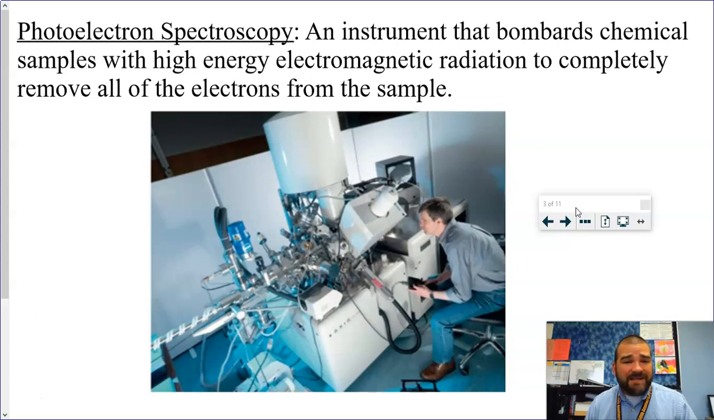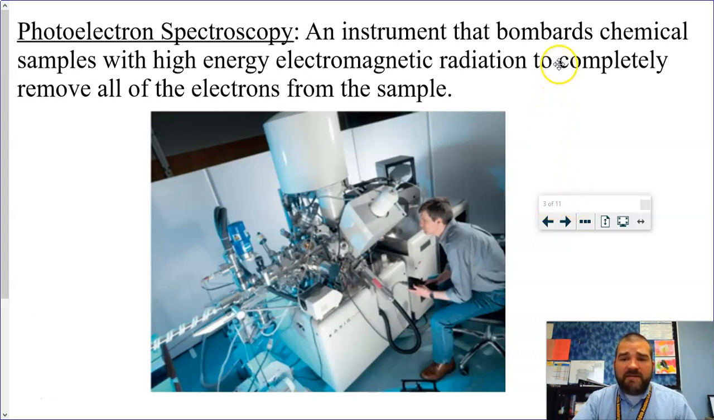But PES hits your atom or your sample with an insane amount of energy, okay? And I say here that it's high energy electromagnetic radiation. X-rays, and gamma rays, but gamma rays are very, very dangerous. But very high energy radiation is what we're hitting our atom or our chemical sample with, okay?